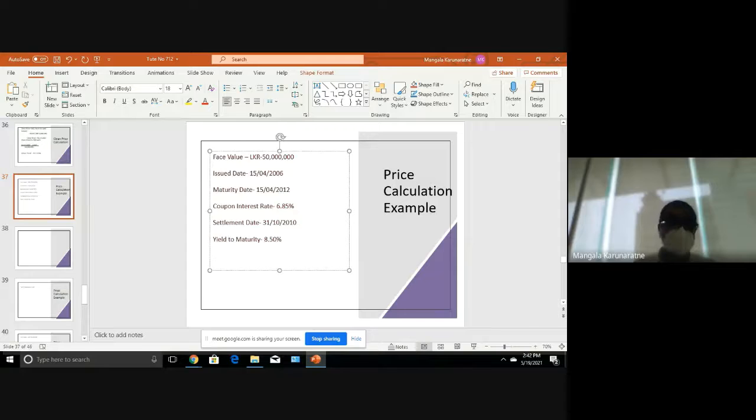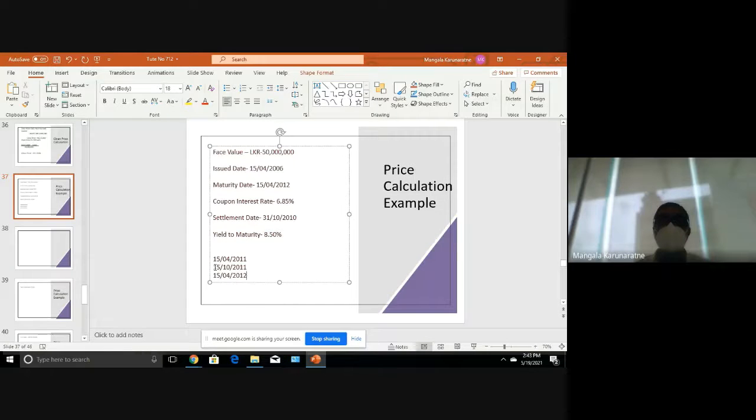First is 15/04/2011. In the earlier sum we had a coupon on 15/10/2010, but that has already gone, because we are on 31st October 2010. So the next one is 15/04/2011. The second one is 15/10/2011, and the last one is 15/04/2012. This is clear to you? The immediate coupon is 15/04/2011, then 15/10/2011, and then 15/04/2012, which is the maturity date of this bond.